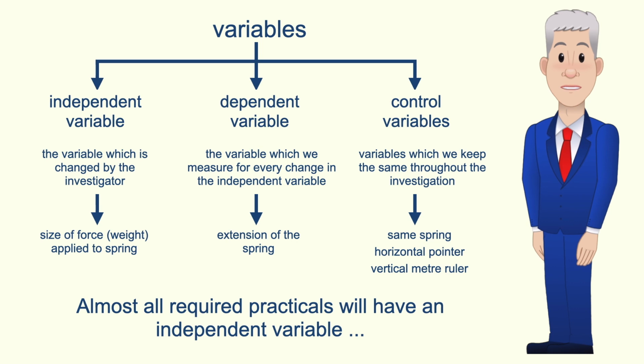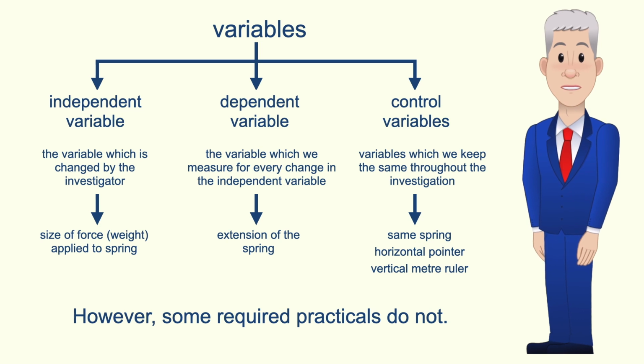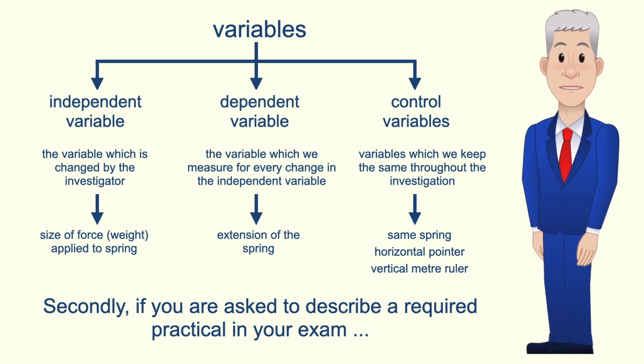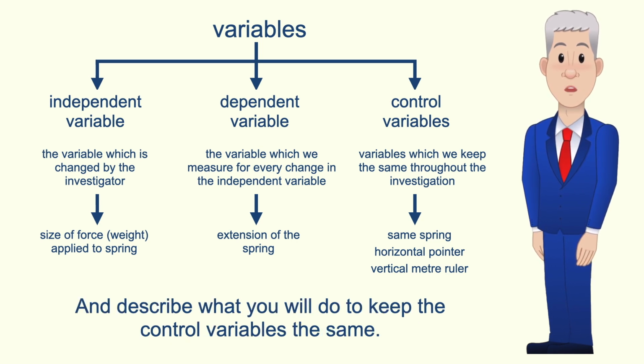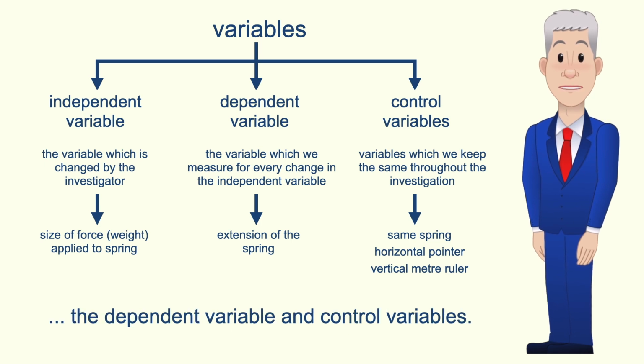Okay, now I just want to make a couple of final points. Almost all required practicals will have an independent variable, a dependent variable, and control variables. However, some required practicals do not. A good example is the microscopy required practical in biology. Secondly, if you're asked to describe a required practical in your exam, then make sure that you identify the independent and dependent variables, and describe what you will do to keep the control variables the same. Okay, so hopefully now you can describe what's meant by the independent variable, the dependent variable, and control variables.